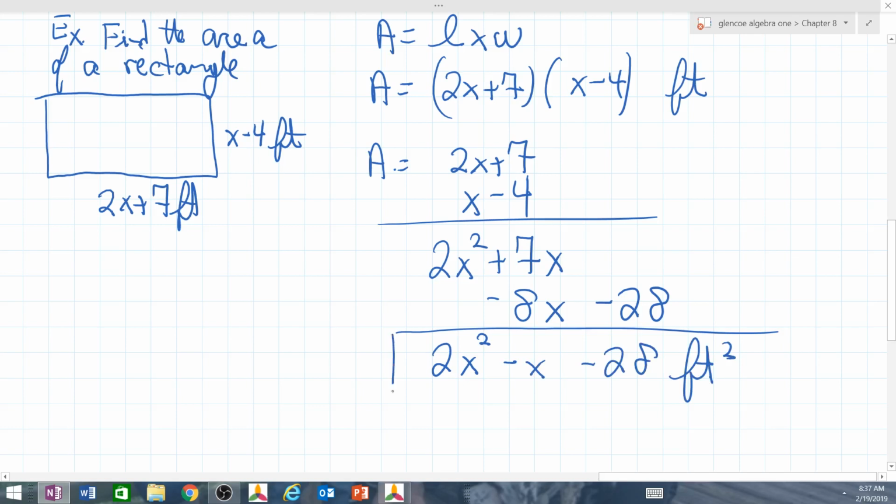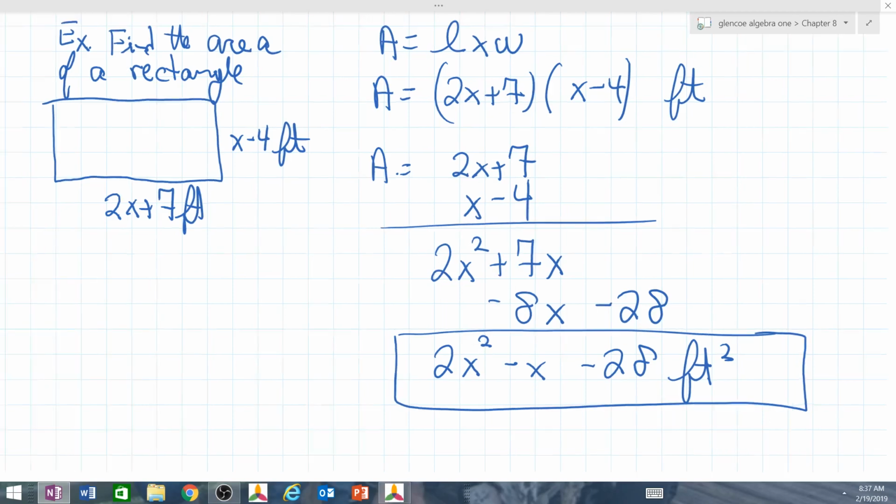Can someone just check my math to make sure I didn't make a mistake? Yes or no? Good job. Anybody have a question on how that works? Anybody have a question so far on anything? Yes, a question on vertical multiplication?